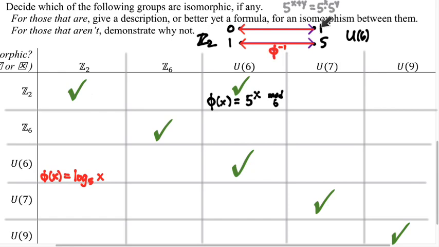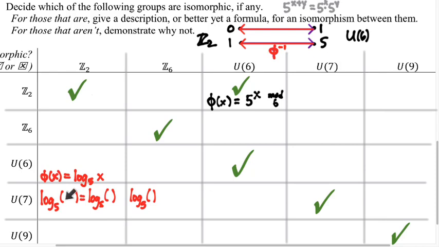Sure enough, the log base 5 of 1 is equal to 0. The log base 5 of 5 is equal to 1. Right? And so it does what we expect it to do. Why does it satisfy the homomorphism property? Log base 5 of something equals log base 5 of something, log base 5 of something.